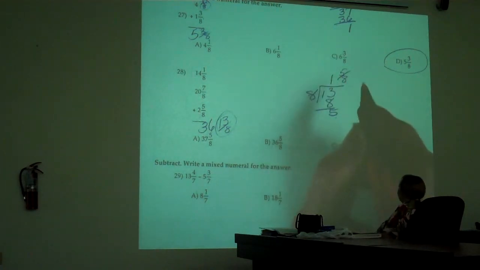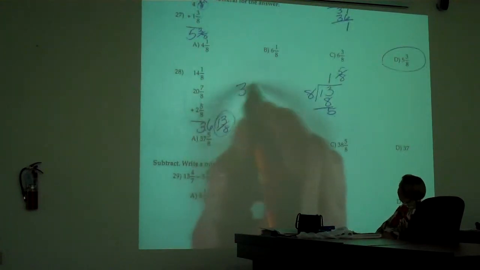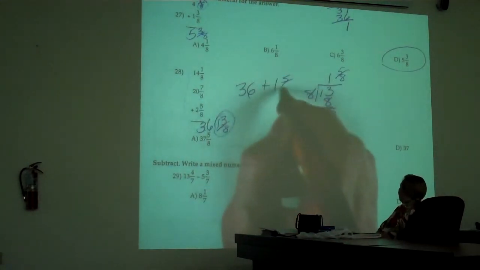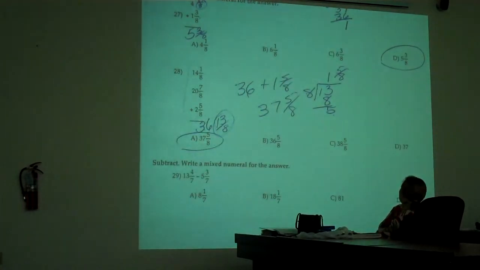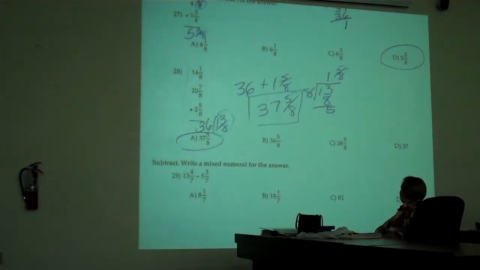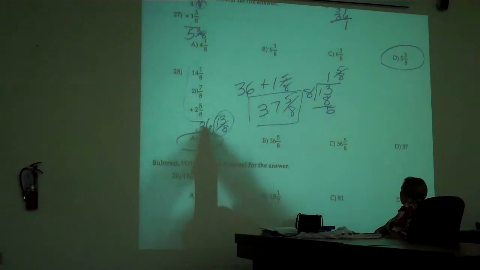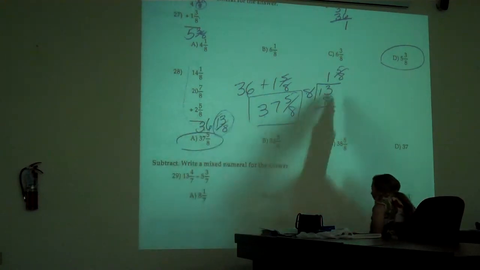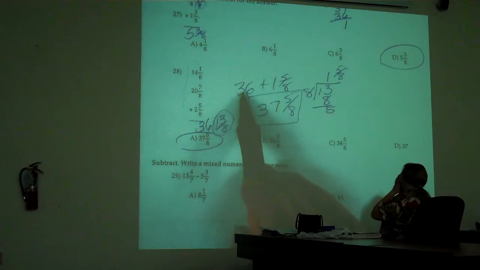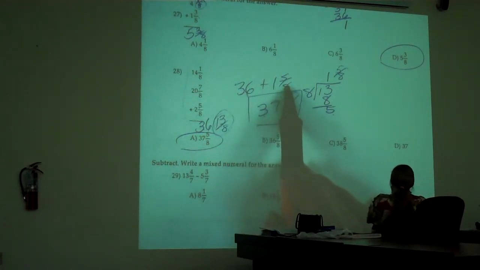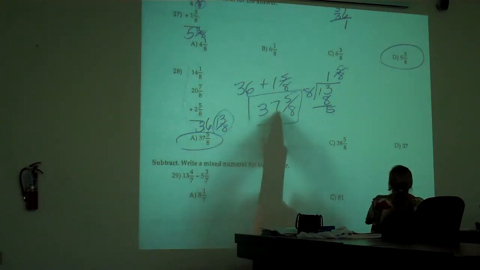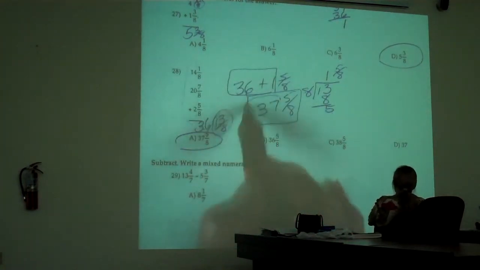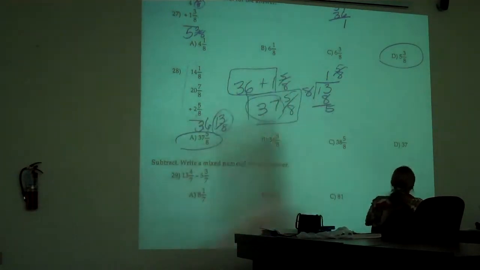So you have 36 plus the 1 and 5/8, which would be 37 and 5/8. Because you have 36, and then 13/8 is 1 and 5/8. This 36, and then this is 1 and 5/8. So it's 37. 36 plus 1 is 37. And the 5/8.